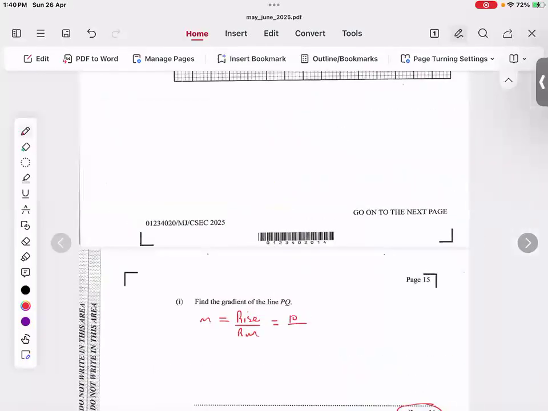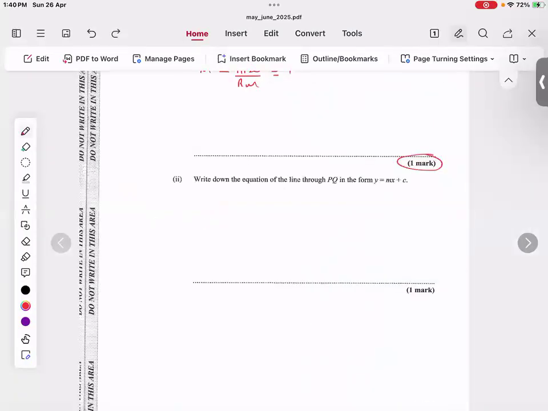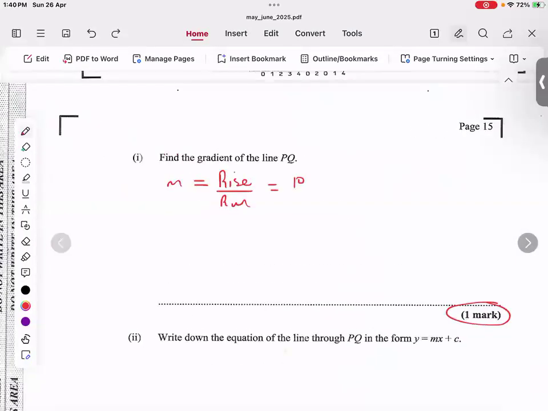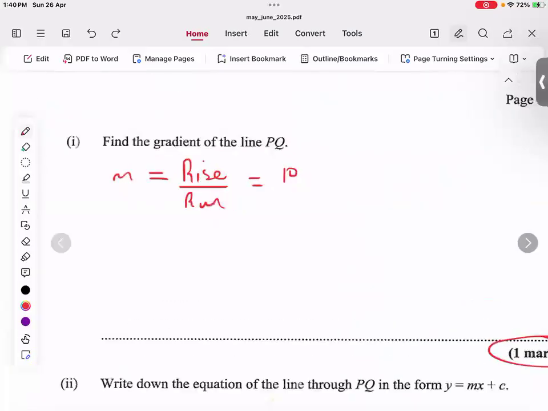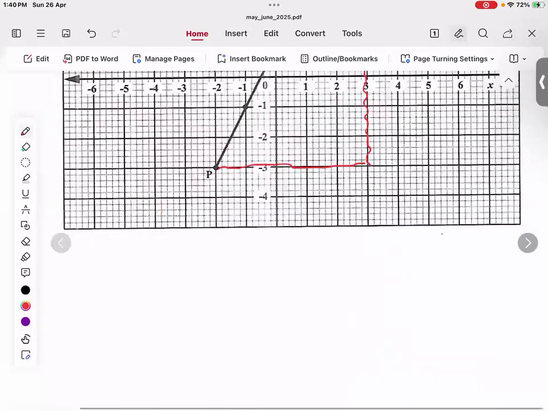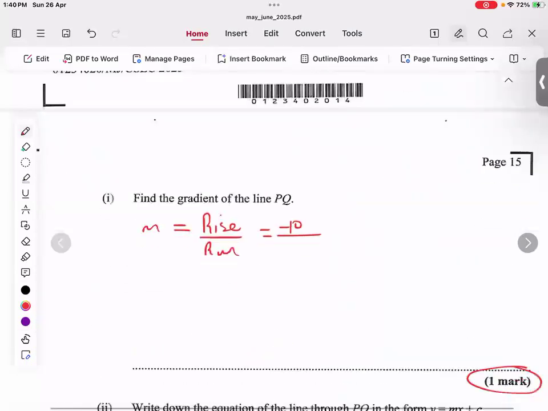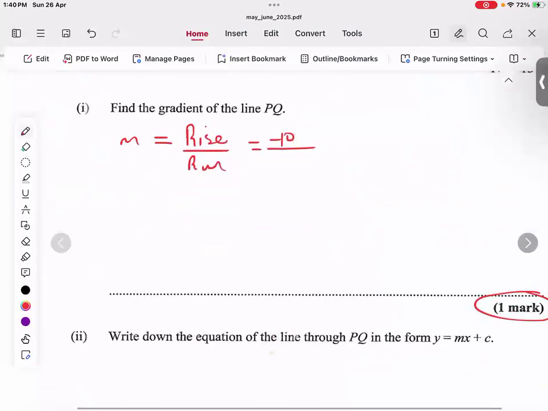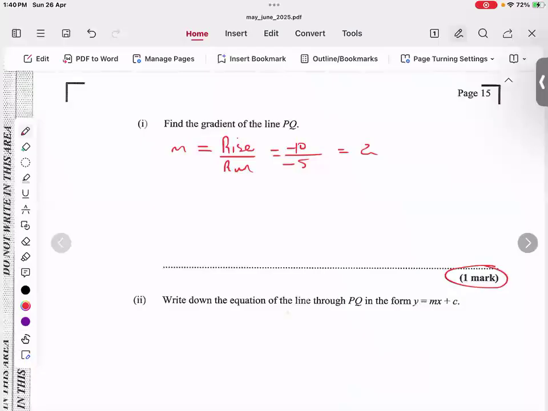And what is the run now? Hold on. Where's the 10? But we're going down, right? So it's negative 10. Be careful. You're going down, so it's negative 10. And you're running to the left now. How much do you run now? Run to the left. 5. And you're running to the left, so it's negative 5. So therefore, your gradient is simply going to be positive 2. Easy. Positive 2. Correct, Shantana. Correct, positive 2. All right, and that's it.